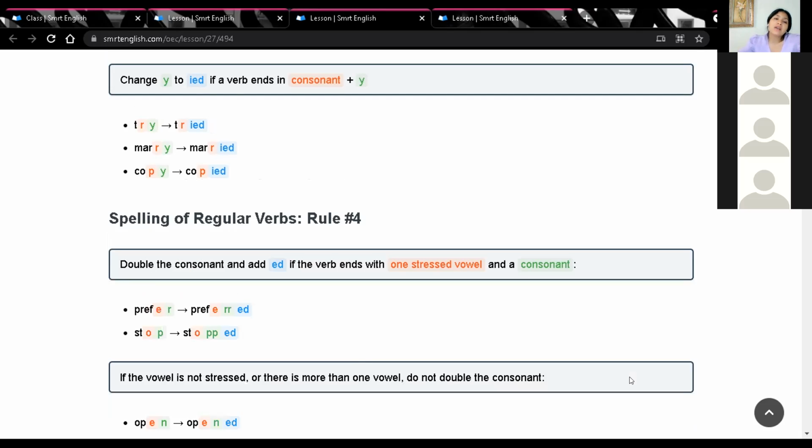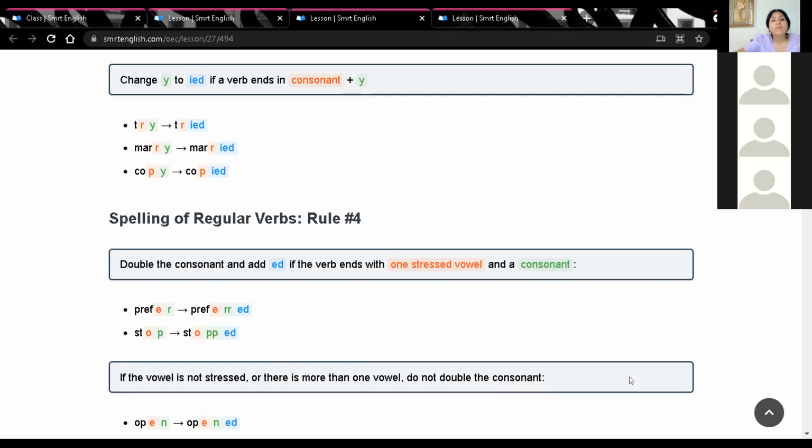Spelling of regular verbs, number 4. Double the consonant and add ed if the verb ends with one stressed vowel and a consonant. For example, prefer changes to preferred. Stop, stopped. This happens with the E and the O.